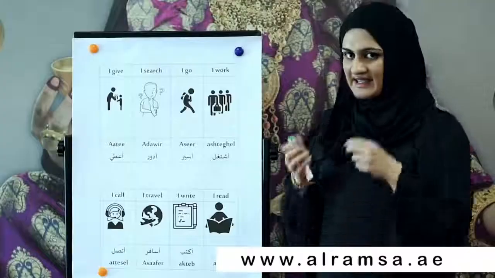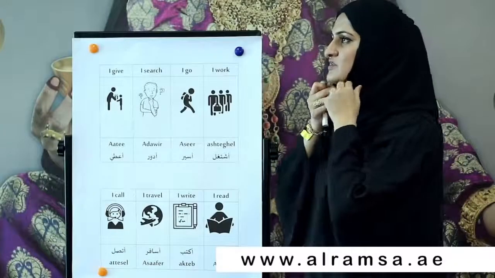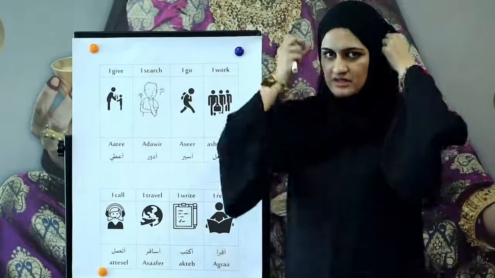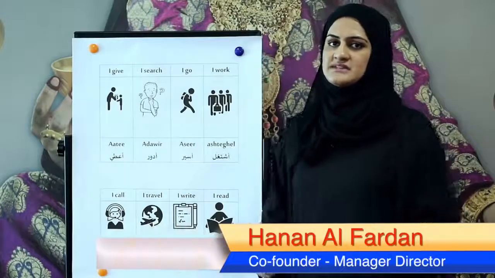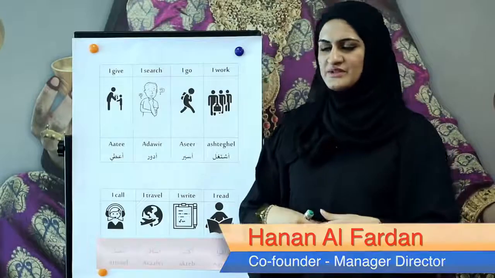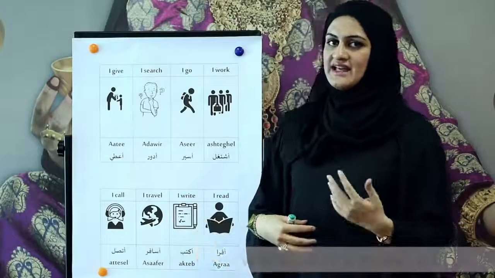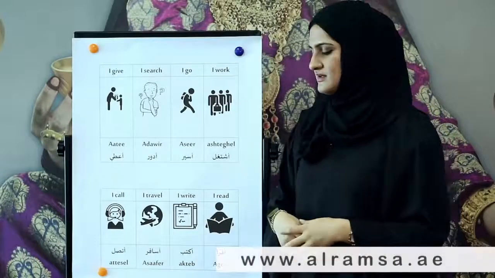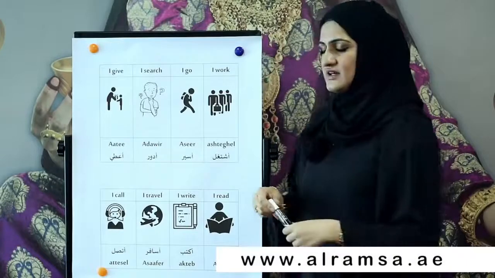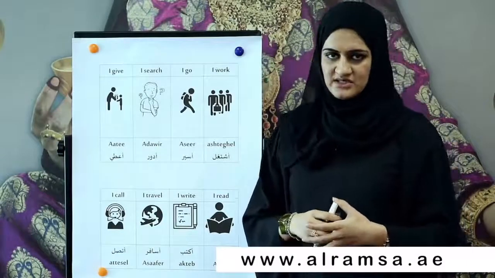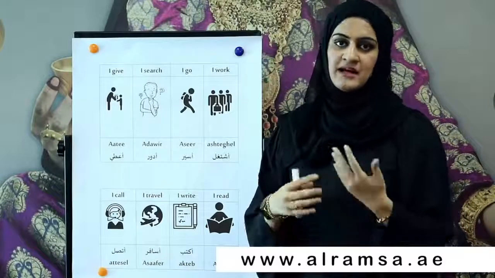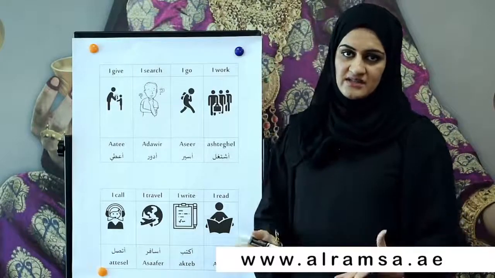Agra. So if I want to say I read a book, Agra kitab. If I want to say I read an email, I would say Agra email. If I want to say I read message, Agra message. If I want to say I don't read the message, or I don't read the email, ما أقرأ message, ما أقرأ email, ما أقرأ كتاب عربي, I don't read Arabic book.